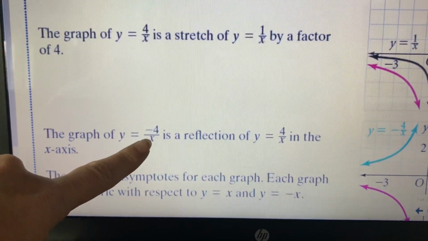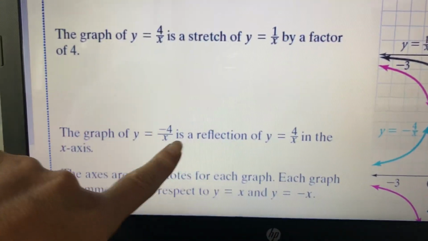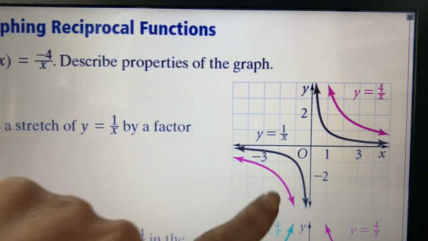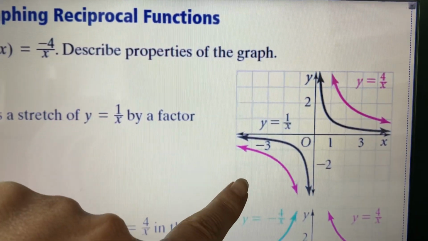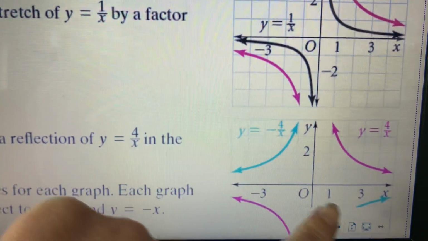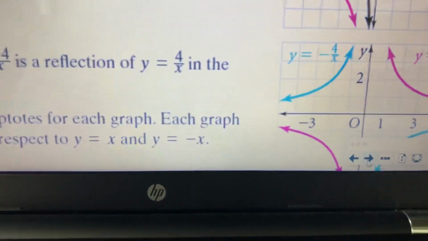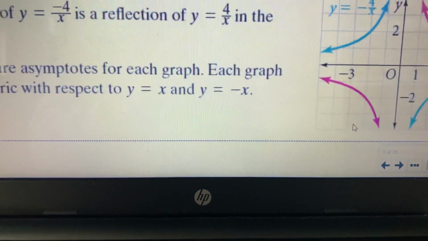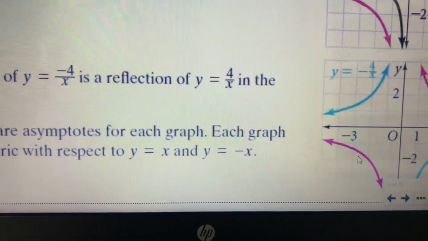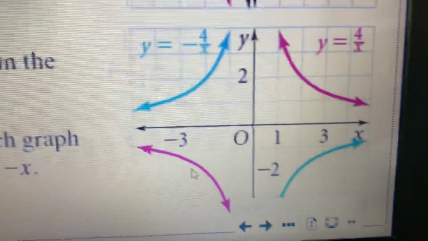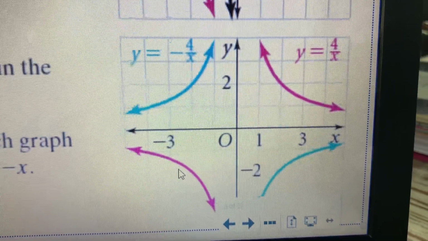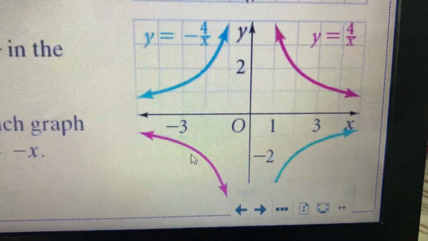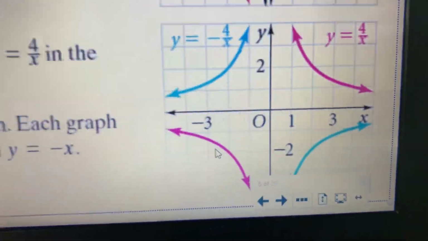Now, if you have a negative 4, it's just the 4 over x being reflected. So if you take those pink ones over here and you reflect them into quadrants 2 and 4, you would have that. Let me see if I can move this up just a little bit so you can see a little bit better. The blue ones would be the negative 4 over x. It's just the pink ones that are reflected into quadrants 2 and 4.